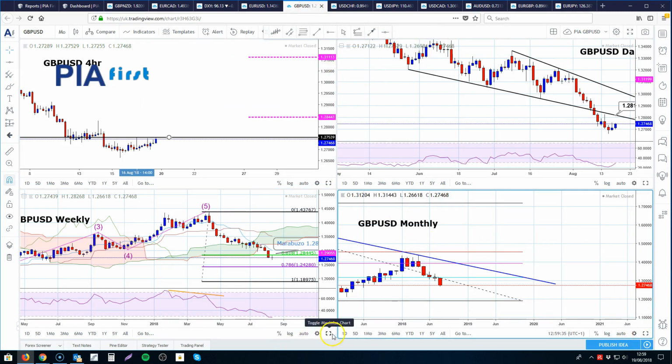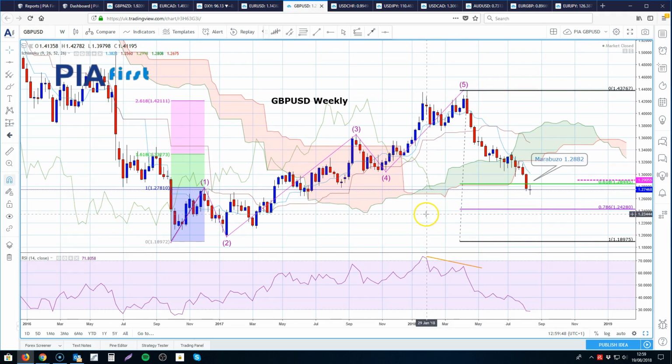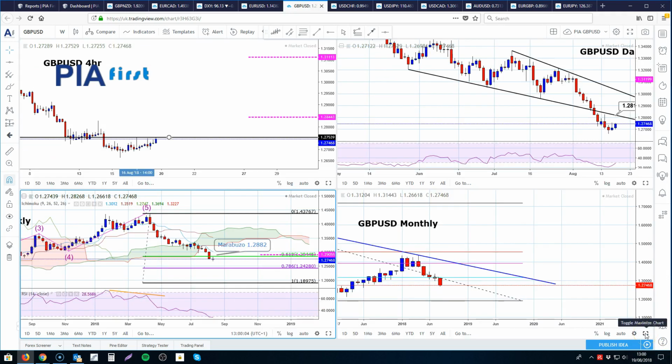Sterling dollar, again, just going to this time frame, 5-wave Elliott wave complete. Moving down, we've got a Marabouzo level at 128.82 that needs to be taken out really next week. We've got a doji candle which highlights indecision. We've also got what we call a DeMark 9 count on this weekly chart, and they normally highlight that at least a correction should take place. So we are turning bullish again on sterling dollar.